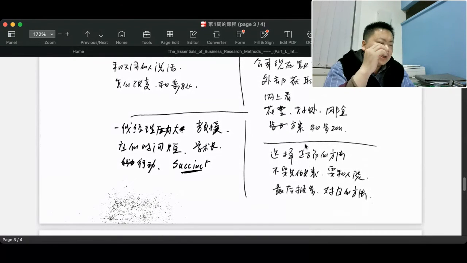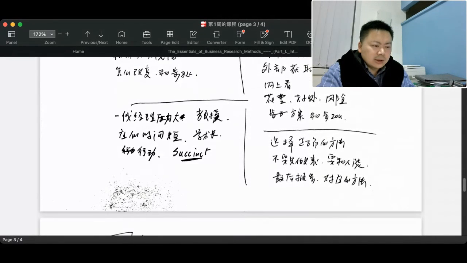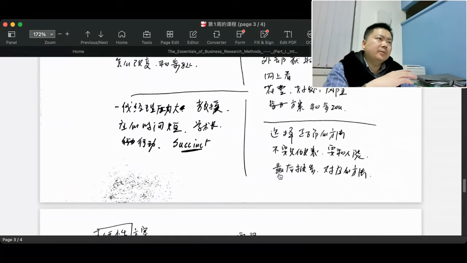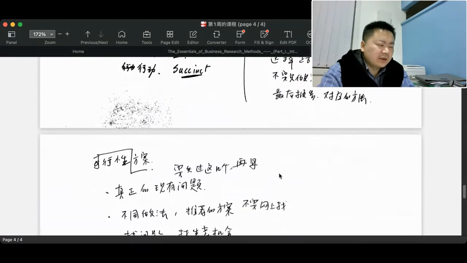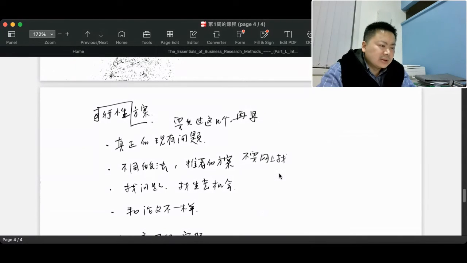The teacher mentioned action and succinct. I'm not sure what that word means. Okay, so the next one is, just don't only do a survey. Apparently, a survey is important, but don't only do a survey. Also talk with the people. Give suggestions. The feasibility is important.